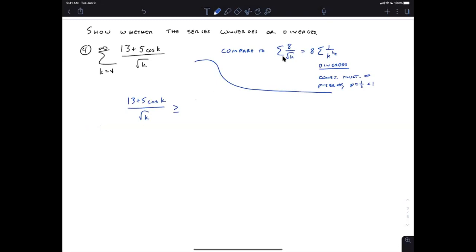And you can write greater than or equal if you want. It turns out it is greater, because for cosine to be 1, you'd need a multiple of pi, and that's not going to happen when you go from 4 to infinity. But either way, you can put greater than or equal. And then these are both positive, which has to be true for the direct comparison to work. And so then the original series diverges by direct comparison.